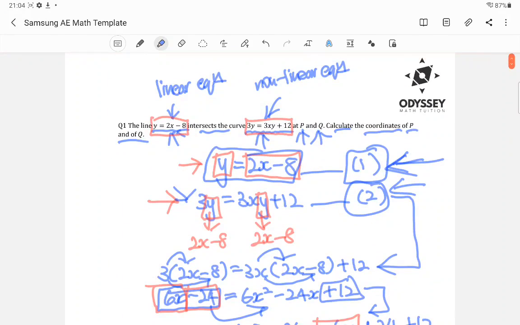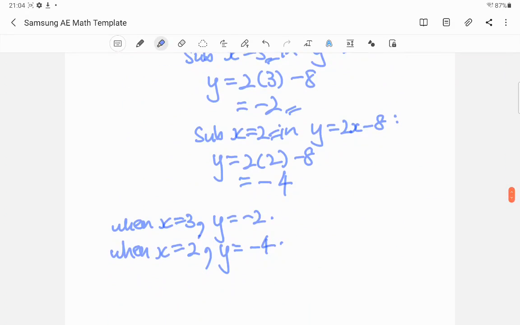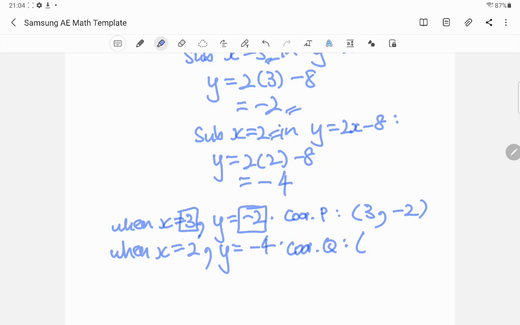So let's look at the question over here. Calculate the coordinates of P and of Q. Now, we don't know which coordinates belong to which point, but that is okay because the question really didn't give us more information. So we just say that the coordinate of P is actually (3, minus 2), and the coordinate of Q is actually (2, minus 4), and we are done with this question.